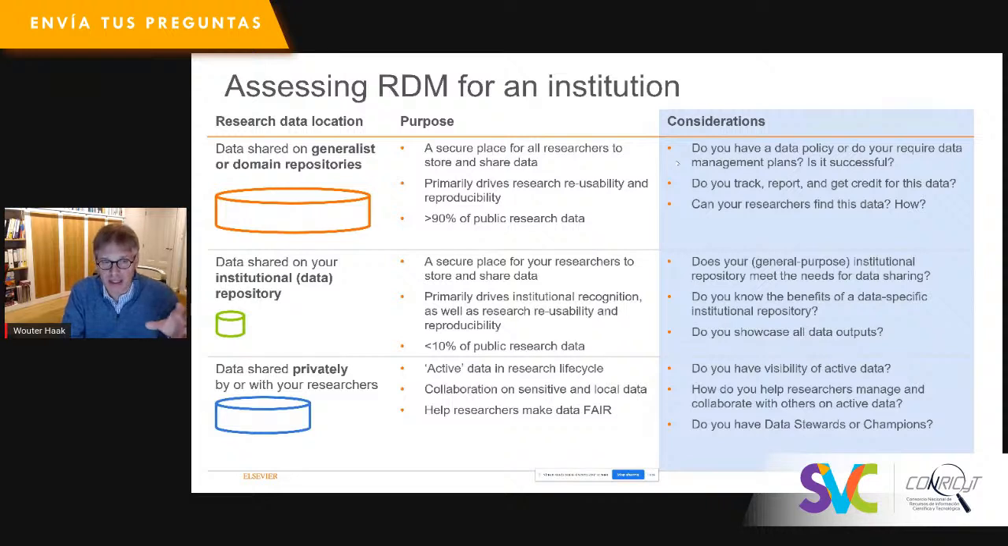So data management can actually help your institution. It helps you to get credit, it helps your researchers to find the data, and it helps to make your data more reusable.